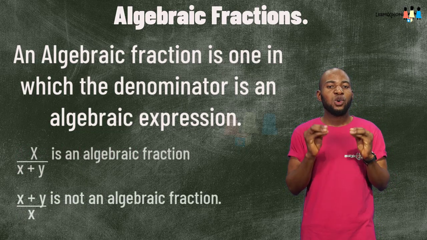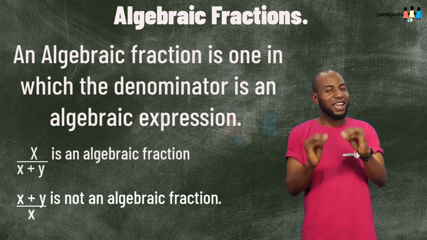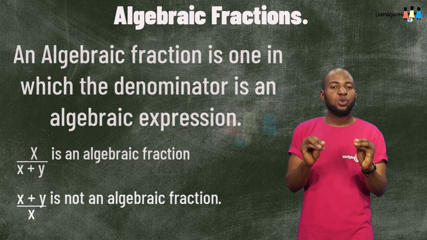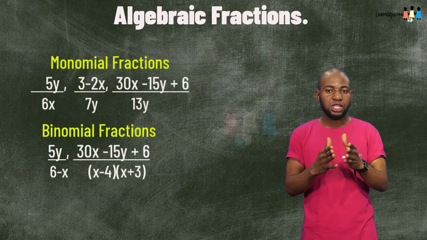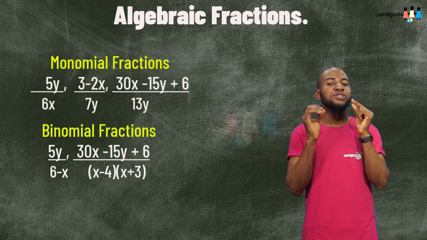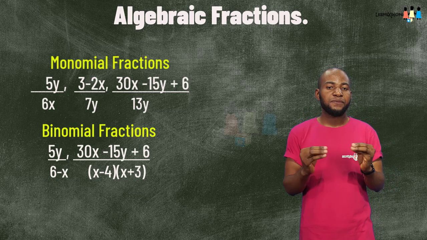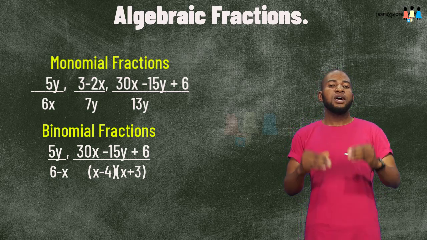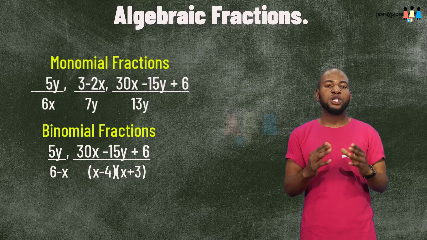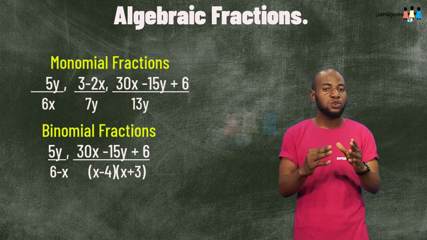Also, x over x plus y is an algebraic fraction, but x plus y over x is not. The fraction may have one or two terms as the denominator. The fraction with one term as a denominator is referred to as a monomial fraction. These are a few of the examples. The fraction with two terms as denominator is referred to as a binomial fraction. These are a few examples.